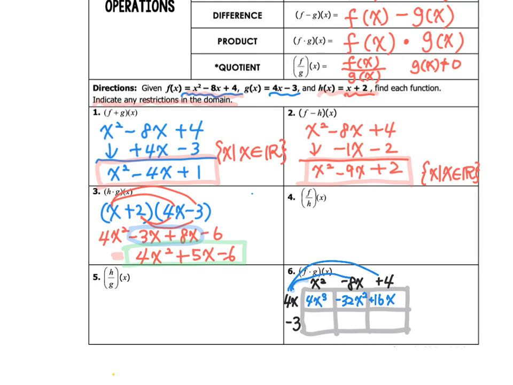And now we do the next one. Negative 3 times x squared, so negative 3x squared. Negative 3 times negative 8x, positive 24x. Negative 3 times 4, negative 12. So from here, we can combine the like terms.